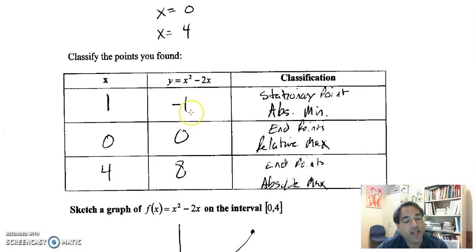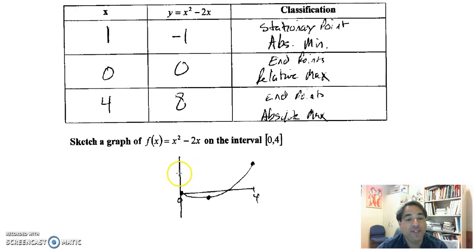But to find the y value, you plug into the original. If I take 1, plug into the original function of x squared minus 2x, you get -1. So we're going to look at the point (1, -1). When we plug in 0 into the original, 0 squared minus 2 times 0 gives us 0. So we're going to look at the point (0, 0). And if you plug in 4, 4 squared minus 2 times 4 gives us 8. So we're going to look at (4, 8).